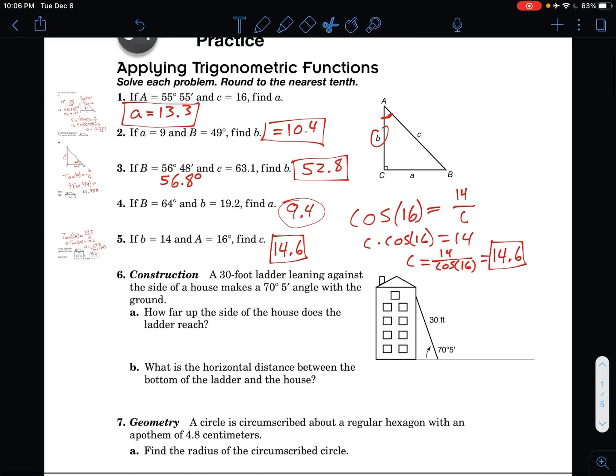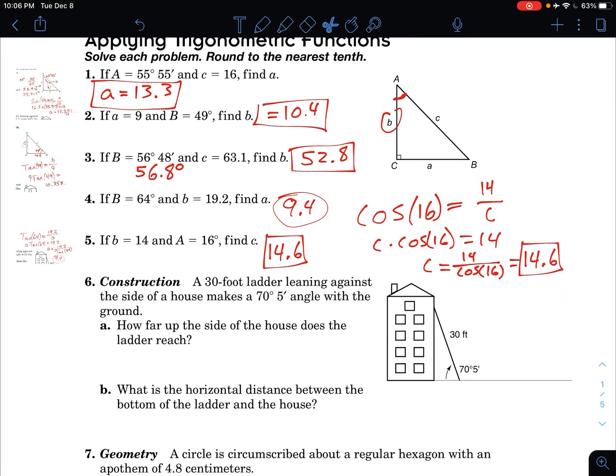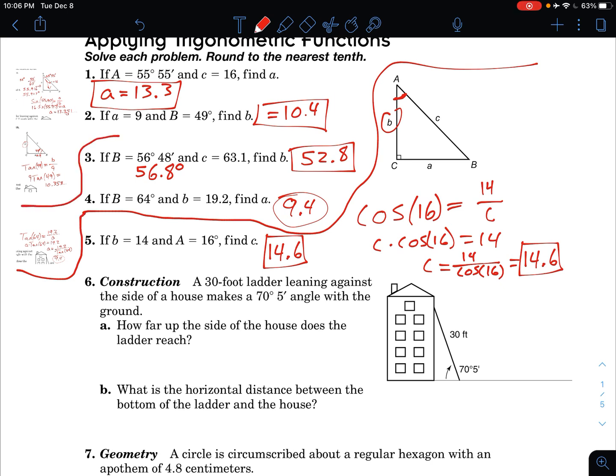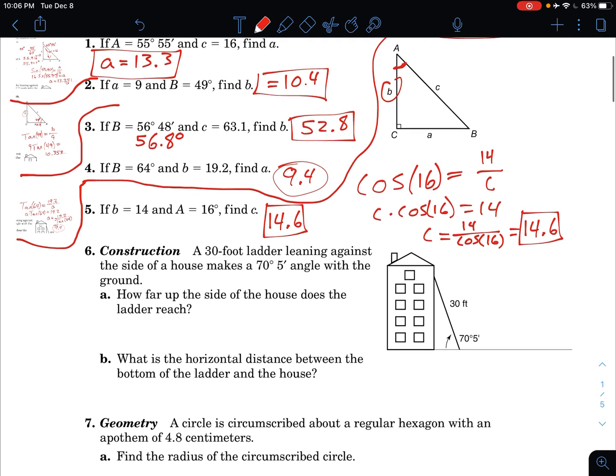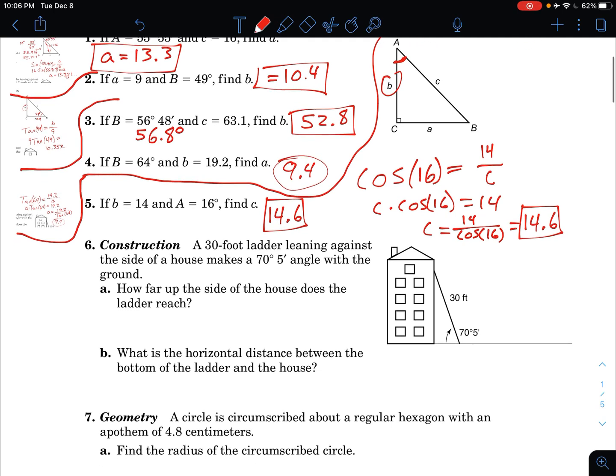Alright, and I'll leave this work up. Just know that this work does go with number 5. This one is number 4, and this one is number 2, and then this one is number 1. So that's how we have that work there. We didn't save the work for number 3. It's very similar to number 1 and 2.